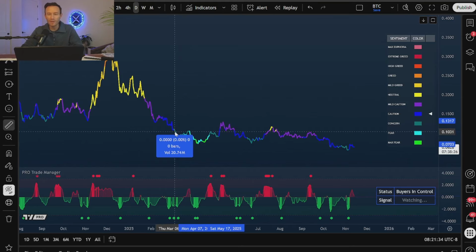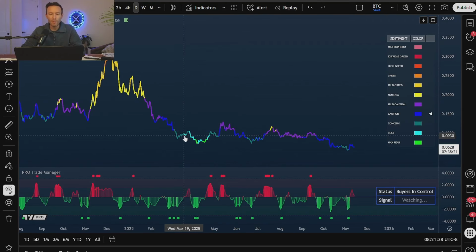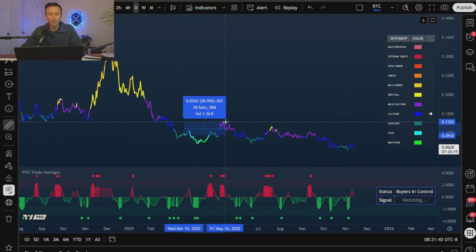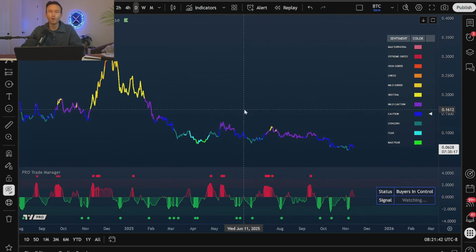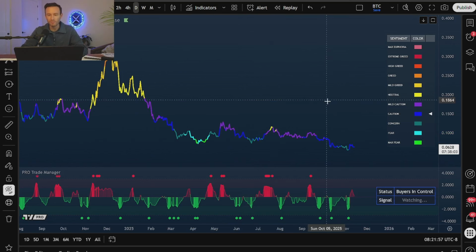The first time we entered into the market when we got to caution to the high was 26%. The moment we first entered into fear to the peak was about 38%. Nobody times the top, so let's say 10% off of that. You're talking about 12 to 25% plus moves, okay? But it happens time and time again. What happened on the first signal here before we hit the high? This was another 41%.